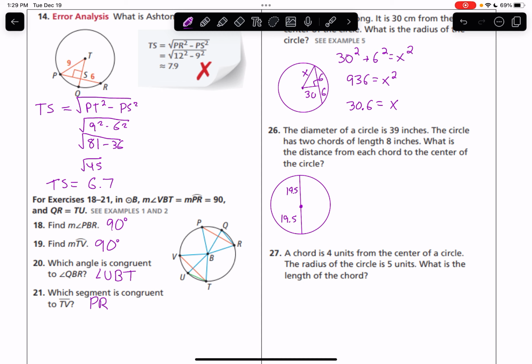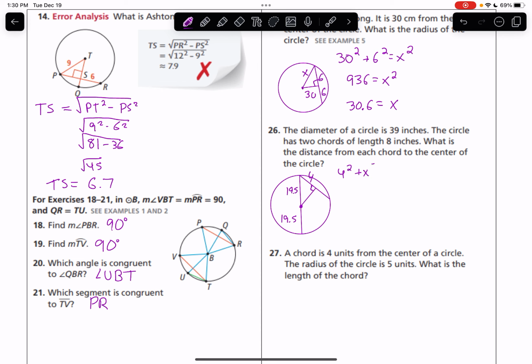19.5. The circle has two chords of length 8 inches. What is the distance from each chord to the center of the circle? Guess we really only need to draw one in there. So there's a chord with a length of 8 inches, and I'm finding the distance from the chord to the center. So if it's got a length of 8 inches, then half that chord has a length of 4 inches. So I can use the Pythagorean theorem, again, to find that missing length. I know 19.5 is the hypotenuse, because that's the radius of the circle.